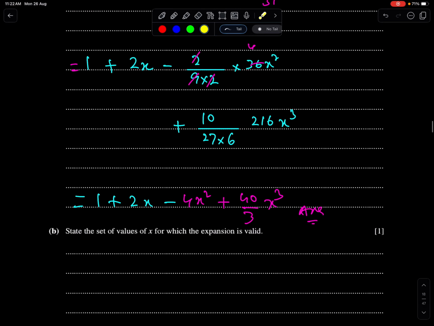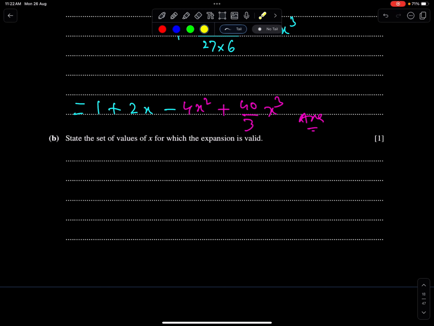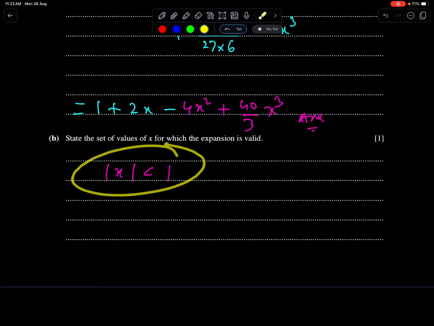Now the last part of this question is state the set of values of x for which the expansion is valid. For that we need to use x less than 1. This I already have explained in my last lecture of binomial. So watch that lecture completely to understand this concept in detail.